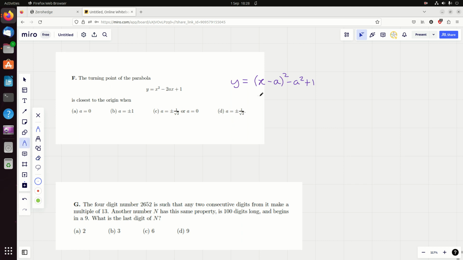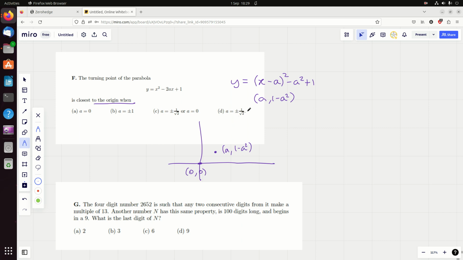So where is the turning point? Well, the turning point will be when x is a, and when x is a, y would be 1 minus a squared. So that's going to be our turning point. Now, when is this closest to the origin? It's closest to the origin, I guess, when we... now, let me think. How are we going to get that closest to the origin? Well, let's work out the distance from 0, 0 to a, 1 minus a squared, and then let's minimize that distance. Yeah, that's what I'm thinking.